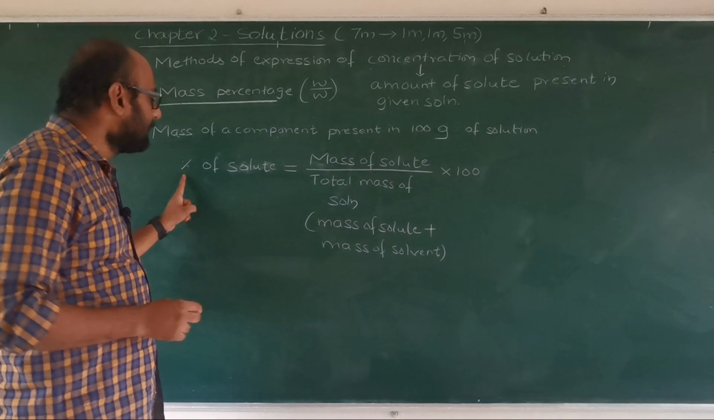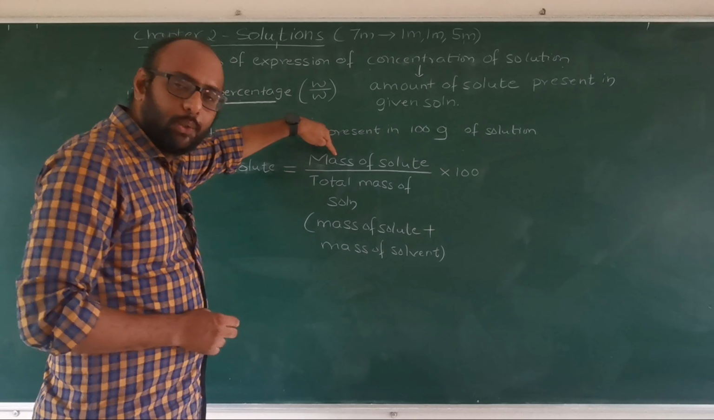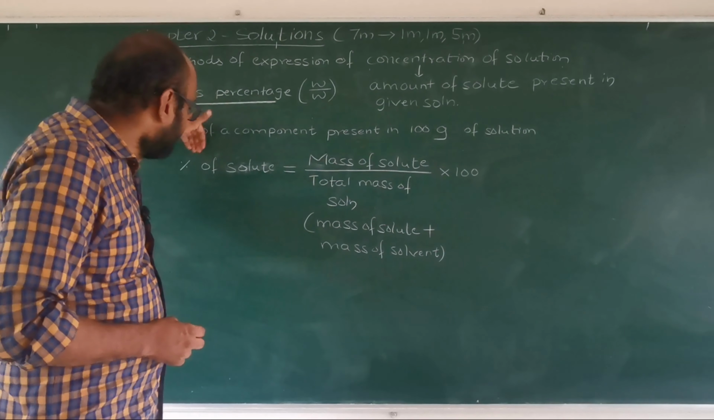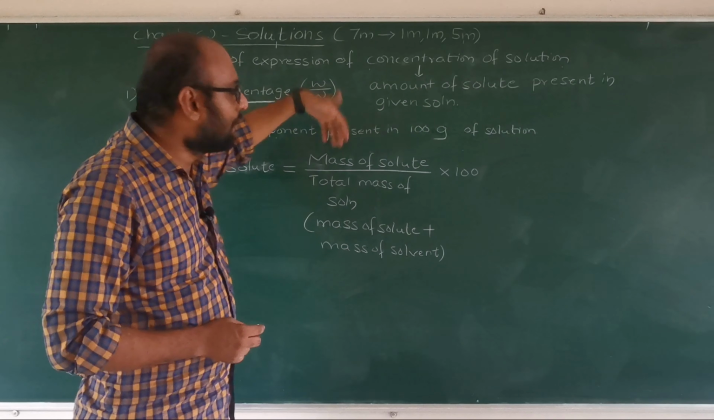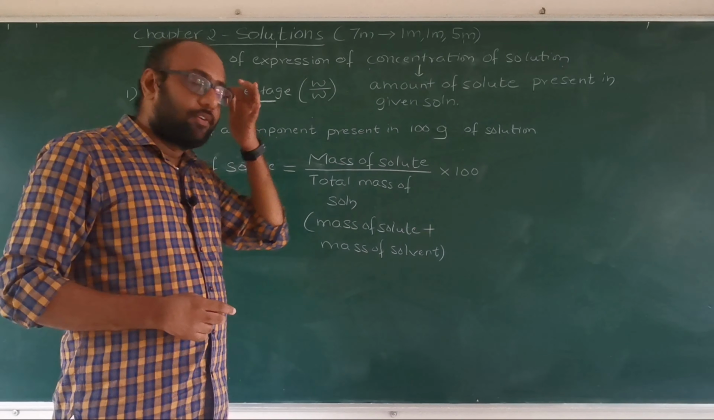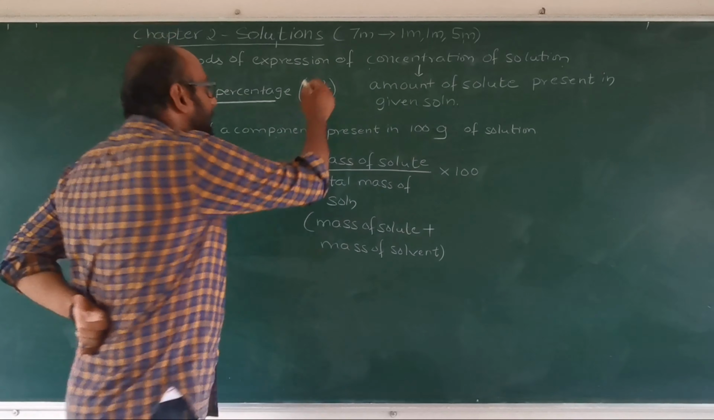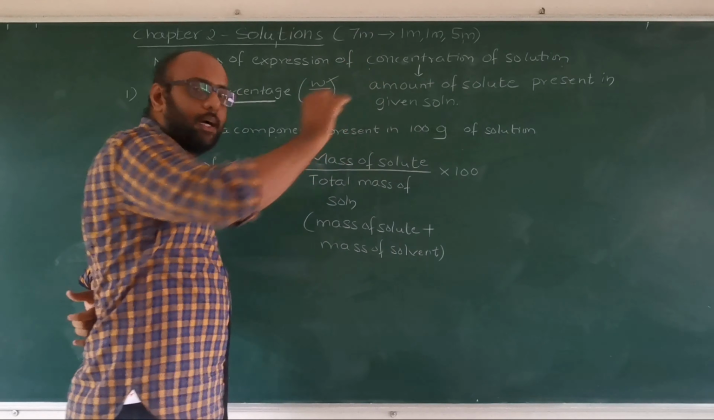If you want to calculate the mass percentage of the solvent, what you have to do? Here you have to take mass of solvent. If you want to calculate for solute, you take mass of solute. If you want to calculate for solvent, you take mass of solvent. So this is the first method of expression of concentration of solution, that is mass percent. Here you take the mass of a component, solute or solvent, divided by the mass of solution. That is why it is known as W by W.